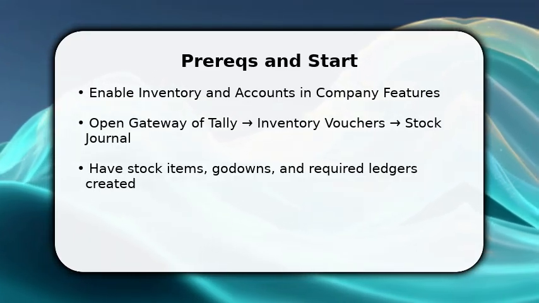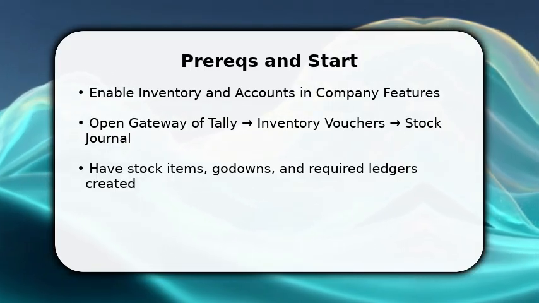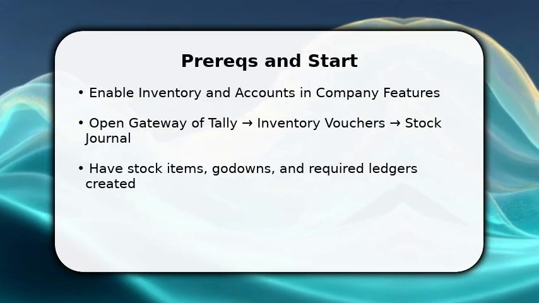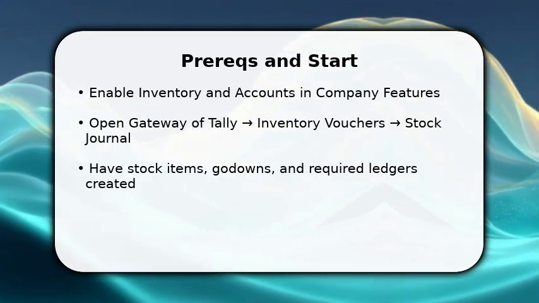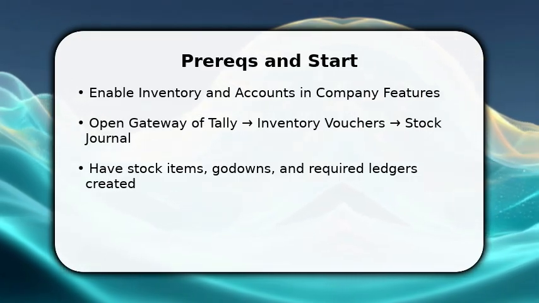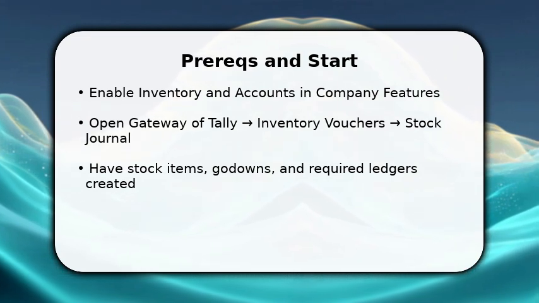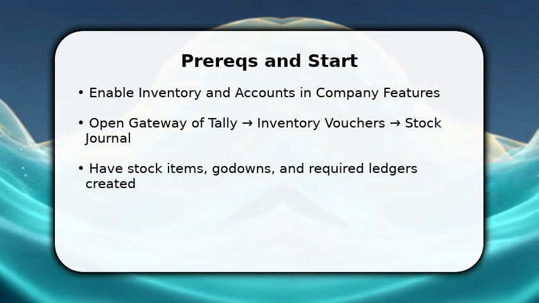Make sure you have created stock items, go-downs, and necessary ledgers because the journal will pull those, otherwise entries will error. Enter the voucher date and voucher number if not auto-assigned. You will see from and to go-down fields. Prepare the quantities and rates you will transfer so data entry flows without interruption.